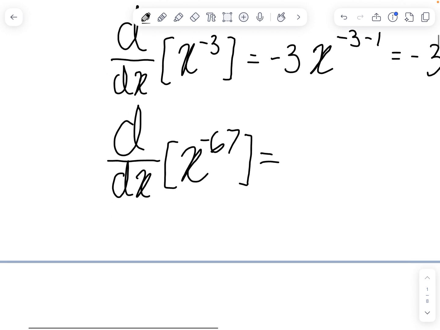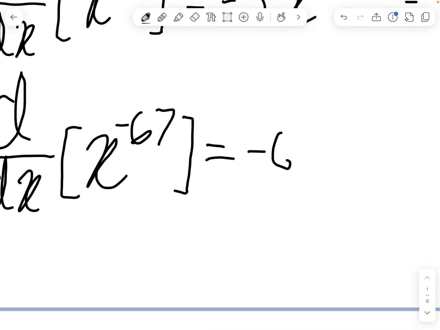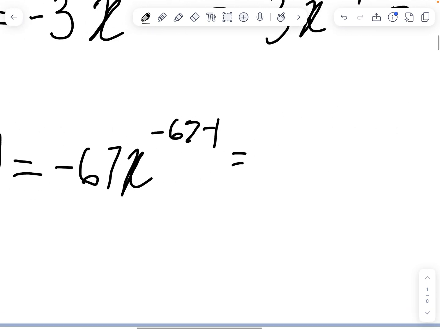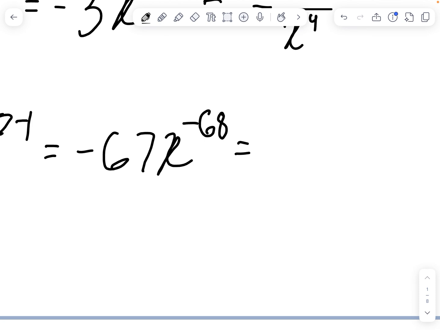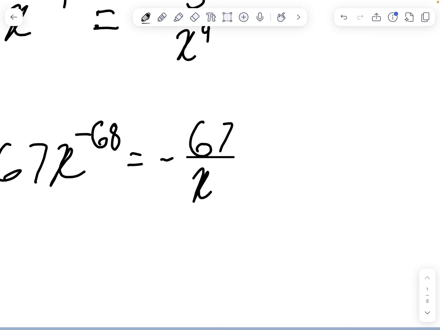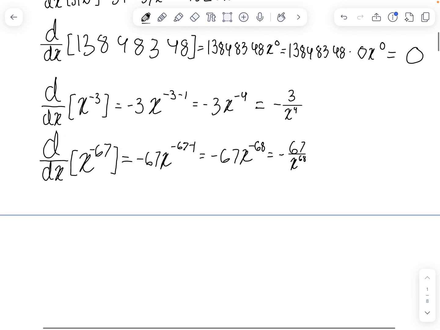Okay, hopefully you've paused the video and you've solved the question, so let's get to it. So this would be negative 67 times x to the power of negative 67 minus 1. So we have negative 67 x to the power of negative 68. So this would be negative 67 over x to the power of 68. Okay, and that is our answer.